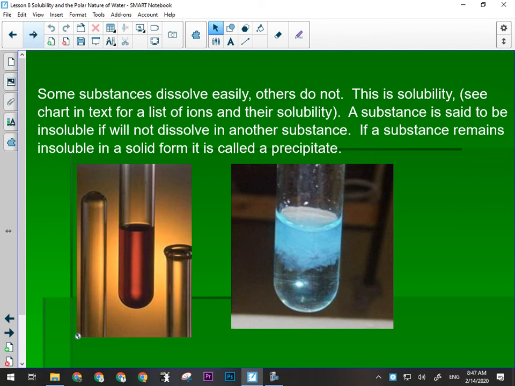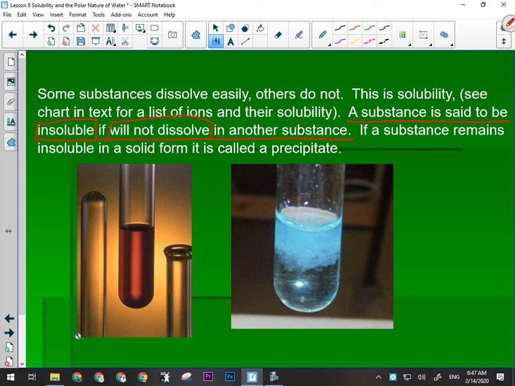A substance is said to be insoluble if it will not dissolve in another substance. So insoluble means will not dissolve. If a substance remains insoluble and in a solid form, we call it a precipitate.